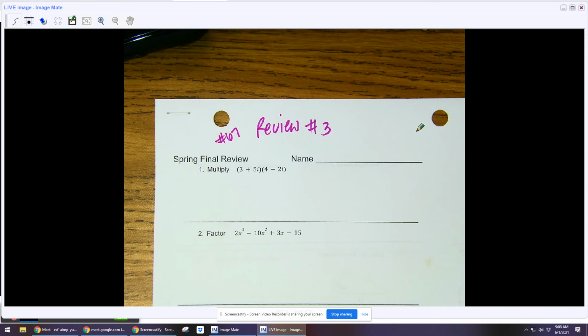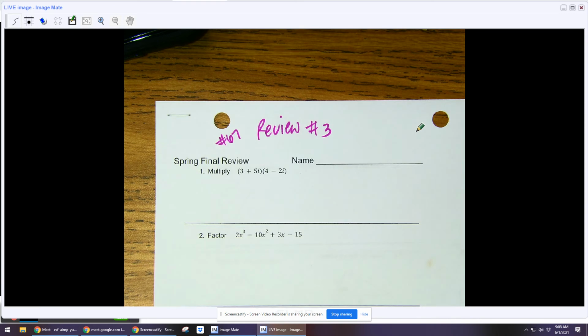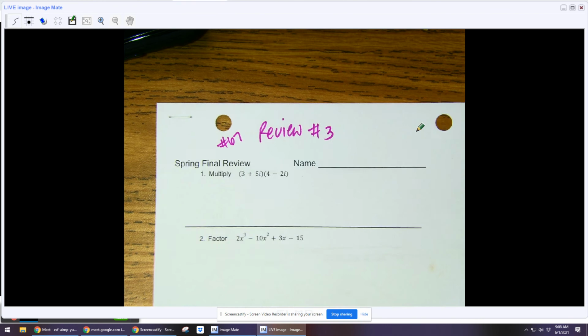All right, we are going to start with review number 3, page 1. This is assignment number 67 on Google Classroom. And let's take a peek at what kind of stuff we're going to see on this final exam.